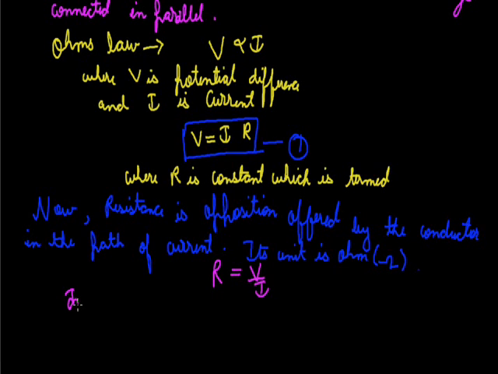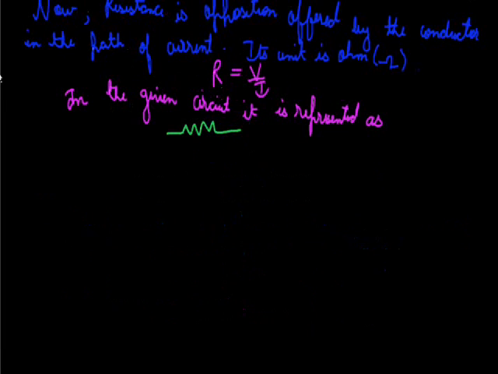In a given circuit, it is represented as a resistor. In a given circuit, we can connect resistances either in parallel connection or in series combination. So, first we will study the series combination of resistance in the given circuit. Combination of resistance in series.